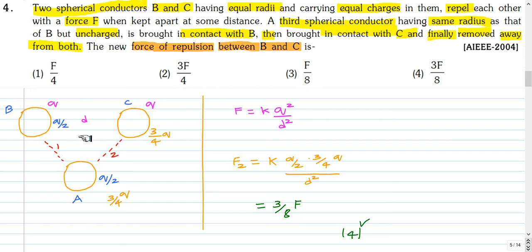So initially the force of repulsion between B and C is K into Q square by D square. Q is the initial charge, and after this contact and separation, the force of repulsion will be K into Q by 2 into 3 by 4 Q by D square. So it is changing by a factor of 3 by 8. So the correct option is option 4.